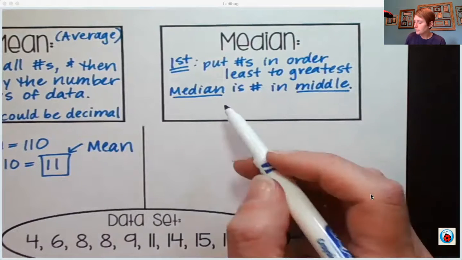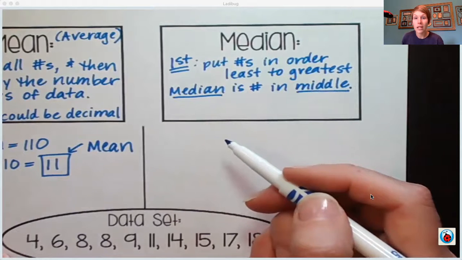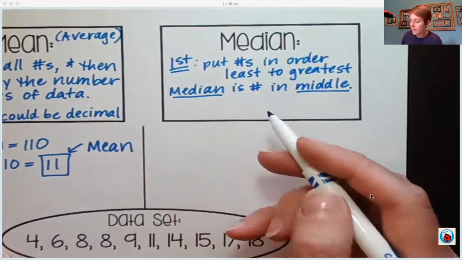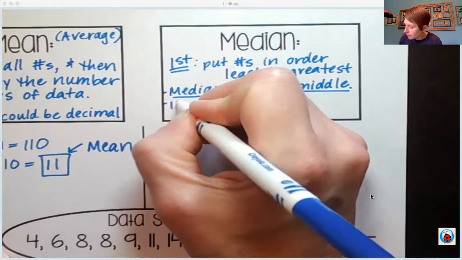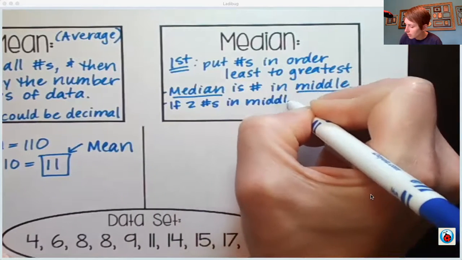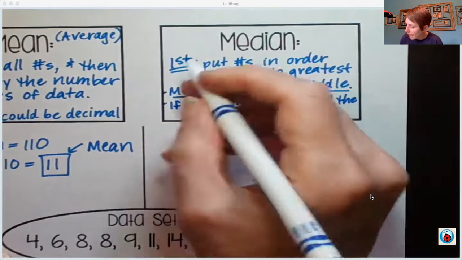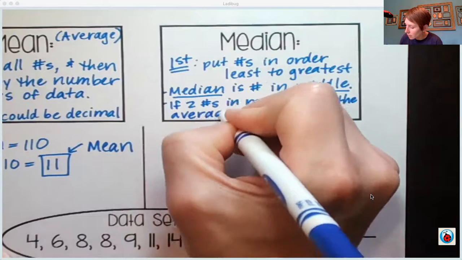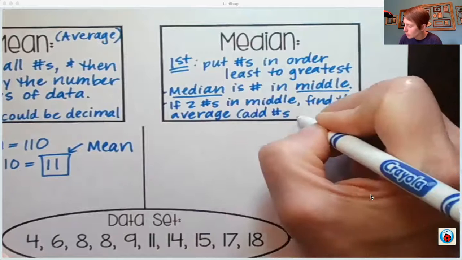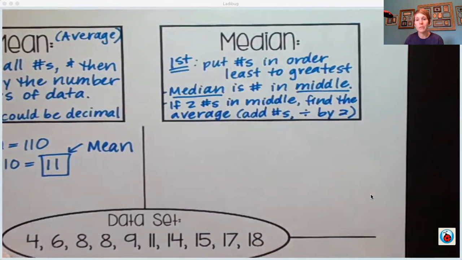So in your set of data, your median is the number in the middle. Now, if you have an even number of pieces of data, you're going to end up with 2 numbers in the middle, okay? Here's how we figure out the median in that case. If there are 2 numbers in the middle, find the average or the mean of those 2 numbers, okay? So you're going to add them, just the 2 in the middle, and then divide by 2. That will give you your median number.